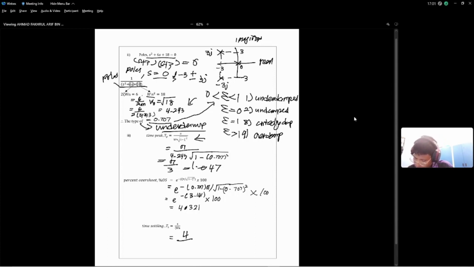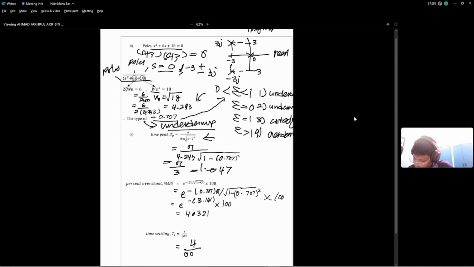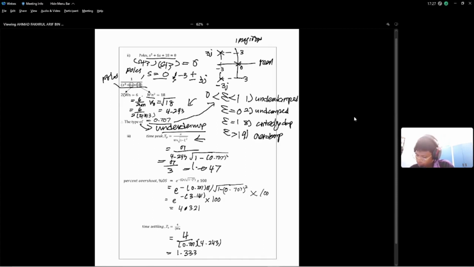And then time settling, just fill in the question. 4 over damping ratio, which is 0.707, times 4.243. Then the answer is 1.33. Okay, that's how we find the time settling, overshoot, time peak from the question.